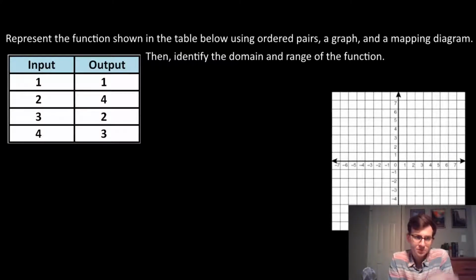Okay, so in this example, we're going to start with a table of values and represent that table using ordered pairs, using a graph, and using a mapping diagram. Then we will identify the domain and the range of the function. So let's get into it.